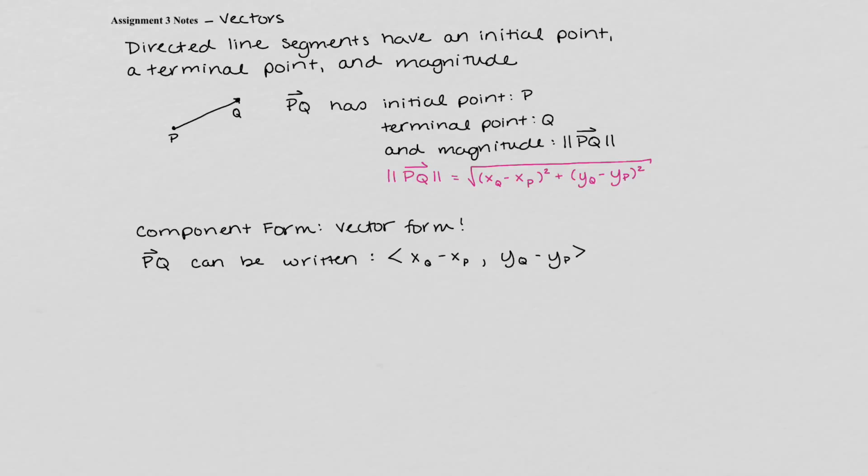So a directed line segment, a vector, is a directed line segment. It is a line segment that has an initial point, so that's a starting point, a terminal point, which is your ending point, and then magnitude, and magnitude is your distance, or your length.